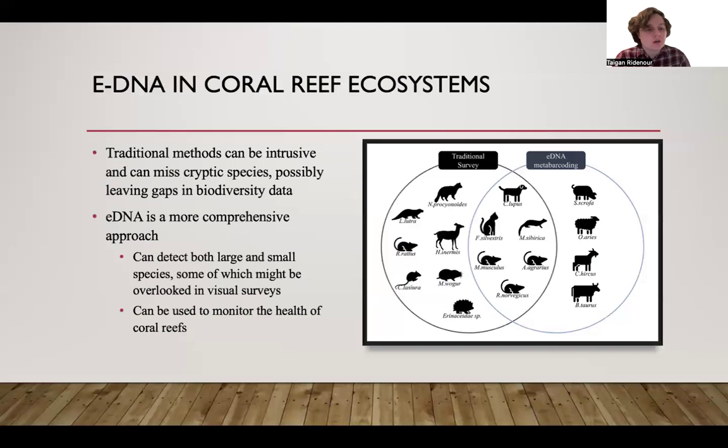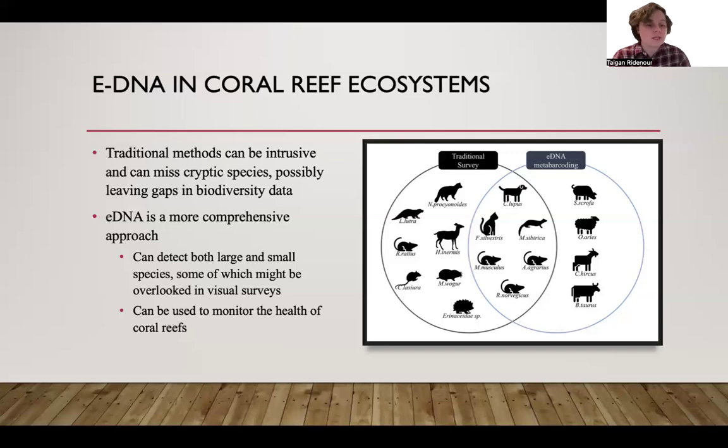So, the application of eDNA in coral reefs is revolutionizing the way scientists monitor these delicate ecosystems. Coral reefs support a vast number of marine species, but their health is often difficult to assess due to the complexity of their environment and the mobility of many reef organisms. Traditional methods such as visual surveys or fishing gear can be very intrusive and can miss some cryptic species, which would leave gaps in the biodiversity data, therefore not giving a holistic picture of what organisms are actually accessing these coral reefs. eDNA provides a more comprehensive approach.